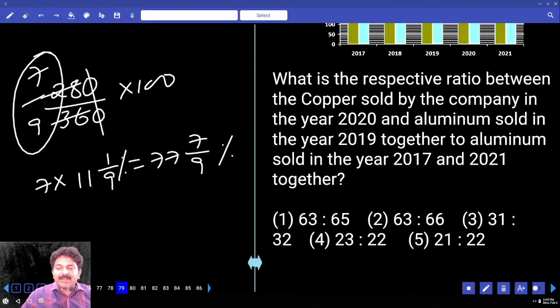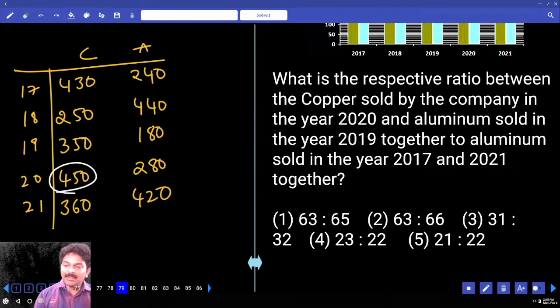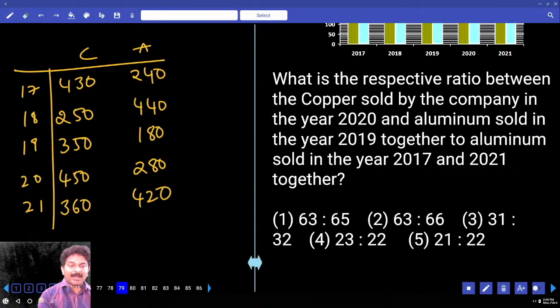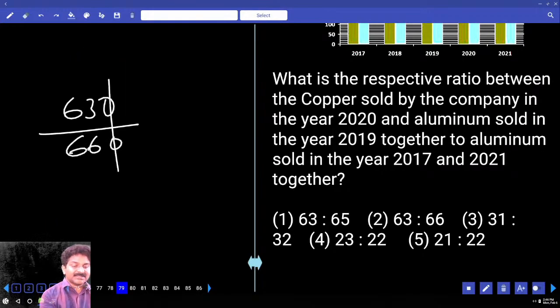What is the respective ratio between copper sold by the company in 2020 and aluminium sold in the year 2019 together? Copper in 2020 and then aluminium in 2019. How much is it? 630. We were asked to calculate the ratio between this number and aluminium sold in the year 2017 and 2021. Aluminium in 2017 and 2021 both together is 660. 0 0 gets cancelled, 3 21 times, 3 22 times.